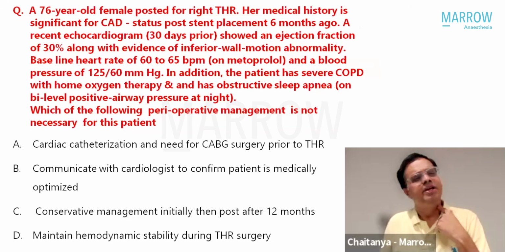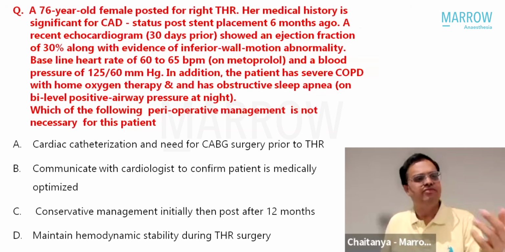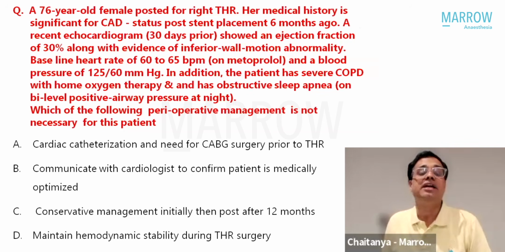Yes, bare metal, 1 month. Previously, it was something different. In the ninth and 8th editions of Miller, it is different. Yes, 1 month, 4 weeks, or 30 days, 28 to 30 days, it is mentioned clearly. Bare metal stent is 30 days, whereas drug-eluting stent is 6 months.